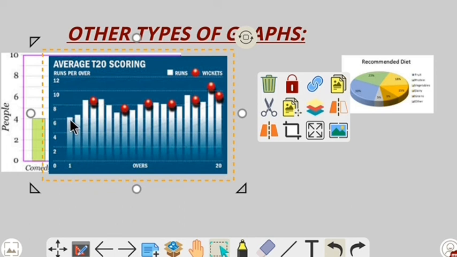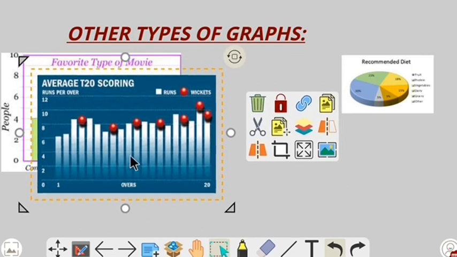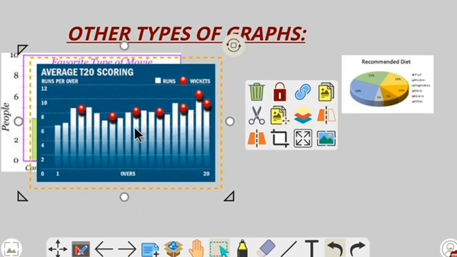So the first over run is about 6 runs. The second over it is about 7 runs. The third over it is about 9 runs, like that. And the red dots are wickets. So in the fourth over a wicket falls. So this is a bar graph. By drawing a bar graph you can discuss the score of a team. So this is called a bar graph.